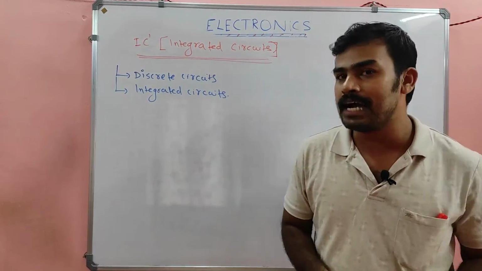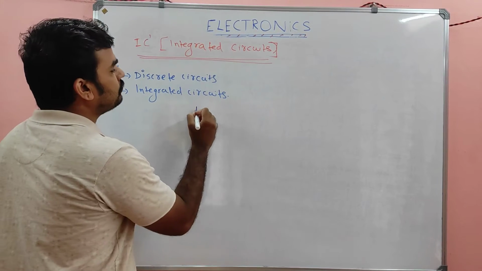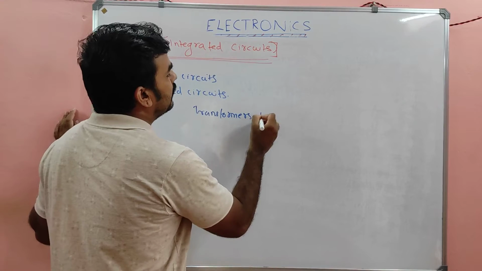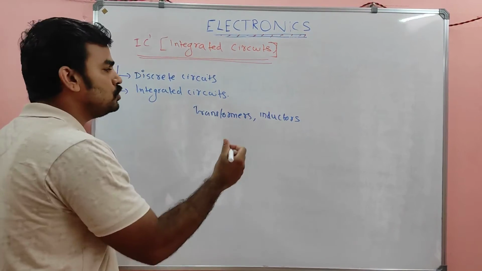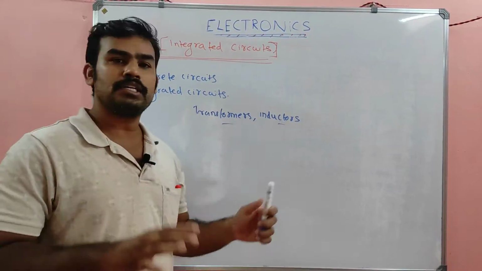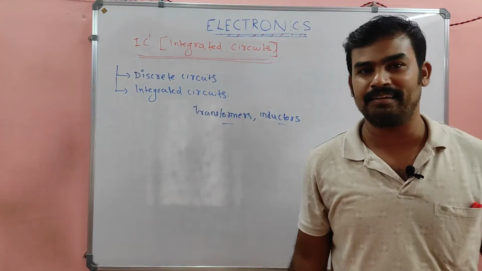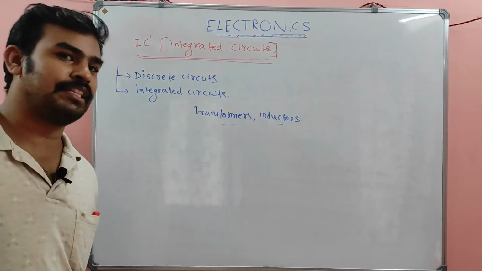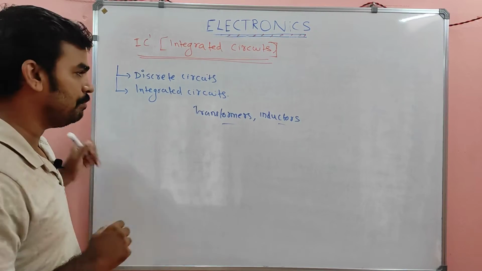The next disadvantage of an IC is that we cannot make transformers and inductors, very important. Transformers you can't make in an IC, and inductors you can't make in an IC. They should always be external to the IC, you can connect them. Capacitance, diode, resistor, everything you can make, but transformers and inductors you can't make. That is a very important point.